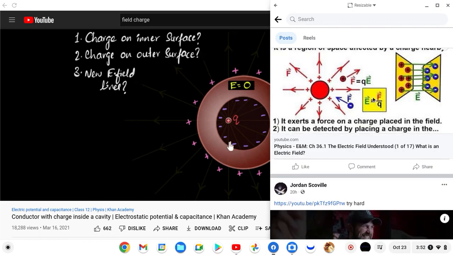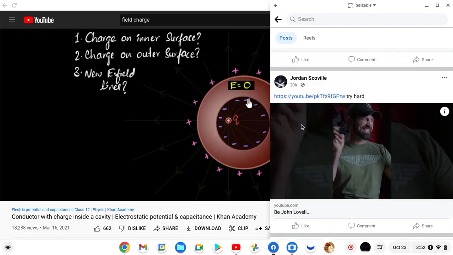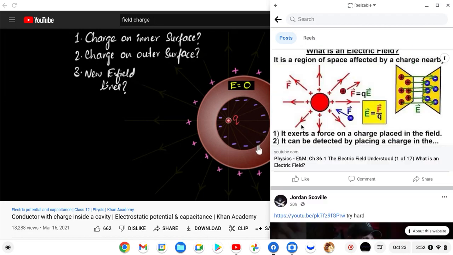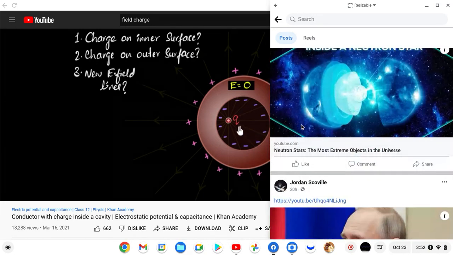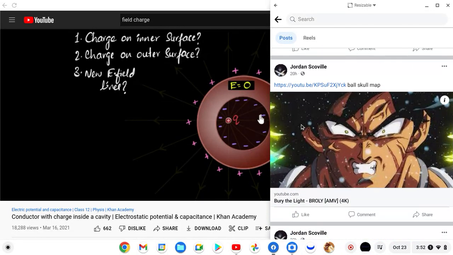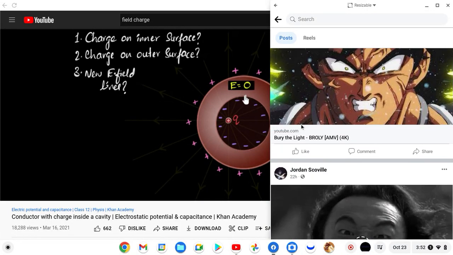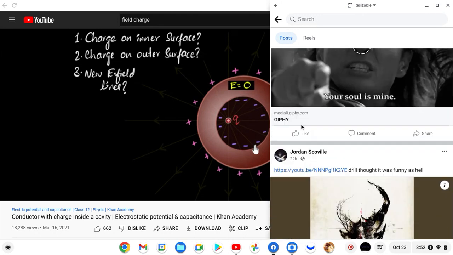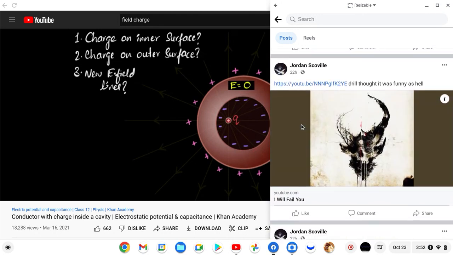So let's start with the induced inner charges, the purple charges, negative charges. Right. How much would that be? Would it be equal to negative Q? Would it be more than negative Q? Would it be less than negative Q? Or do you think there is not enough information? We'll not be able to calculate that.